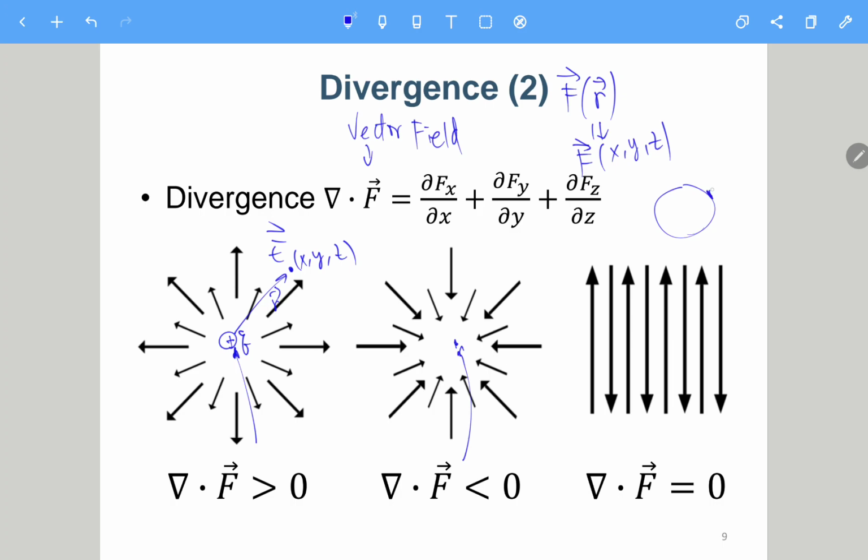For the Gauss law, we always consider dA is pointing outside. So if the integration of E dot dA is positive, then the net flux is going outside. We correspond to this case. If it is negative, it corresponds to that case. If it is 0, it corresponds to this case: given any point, the vector field going in and going out just cancel each other. So this is the divergence.